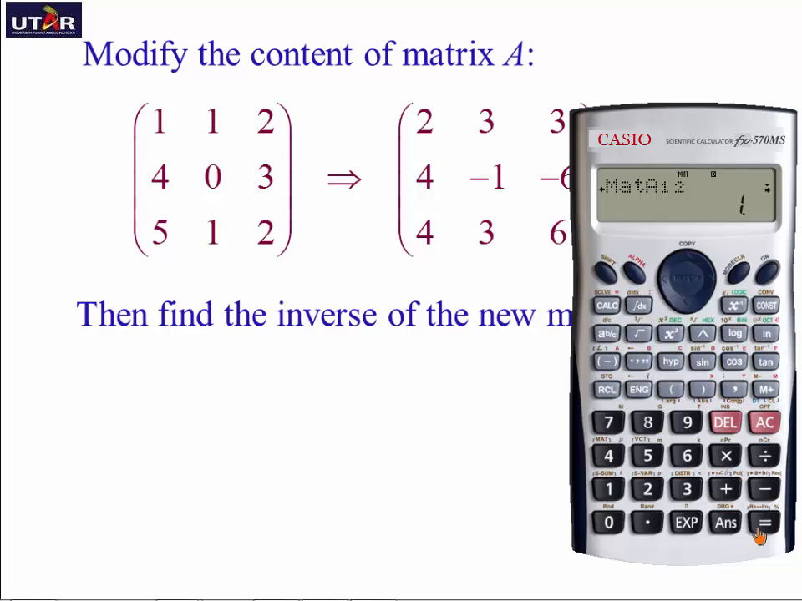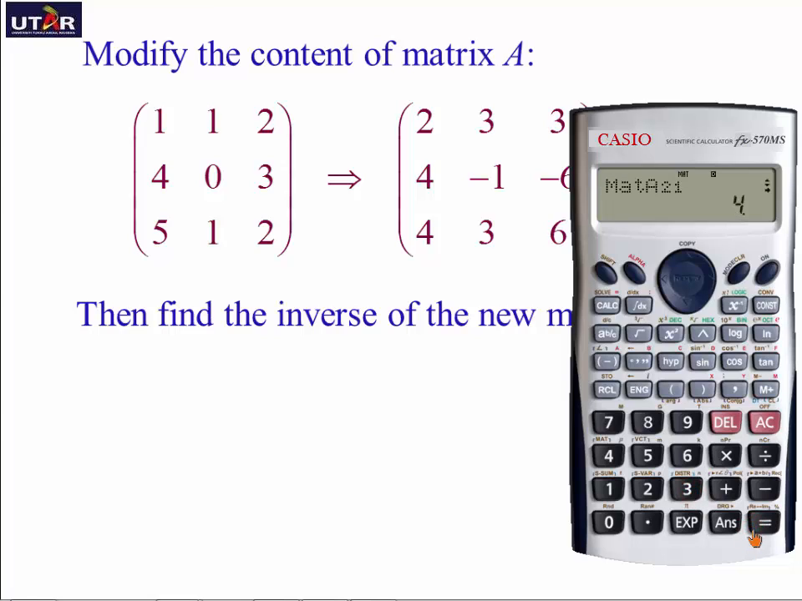Row 1, column 2, the old matrix A is 1. Now it is 3. So I press 3. Then enter again. Row 1, column 3 is 2, the old one. The new matrix is 3. So I press 3 and then enter.